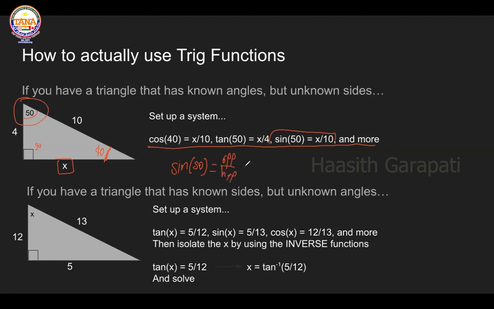Now, what is the opposite value? Opposite means opposite to the angle we are analyzing. So in this case, the opposite value is going to be x. x over hypotenuse, which is 10. So yeah, we get sine of 50 is equal to x over 10.